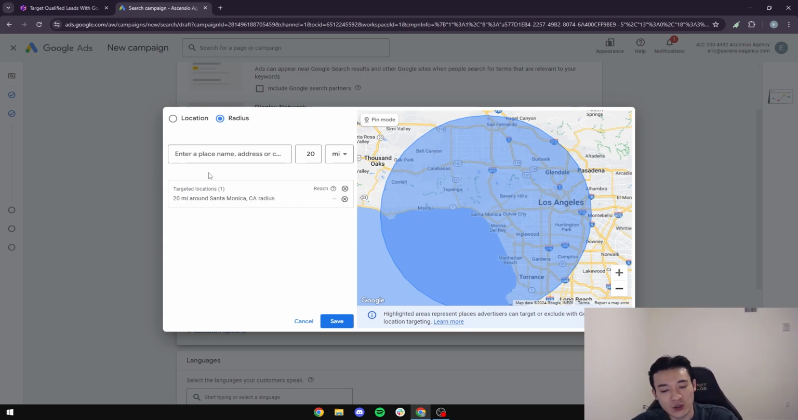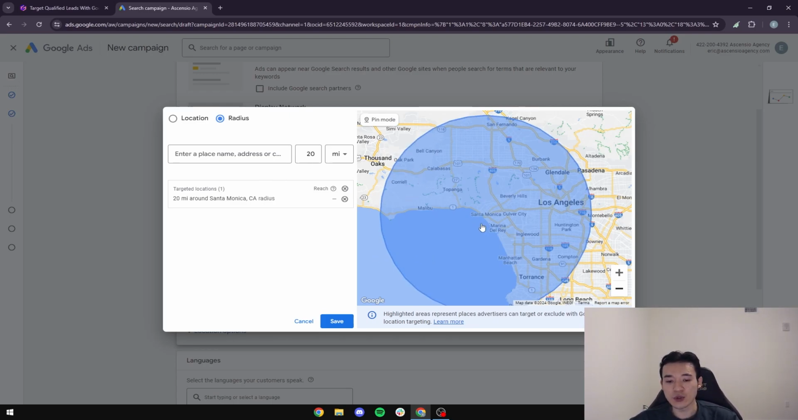Because if you're going to do location and you only target that specific city, Santa Monica, but you want to target other people that you're willing to drive 10, 15 miles for, this makes much more sense for you guys. That way you can target more people, target qualified leads that actually want your service when they Google search for your business here. This is the biggest thing.